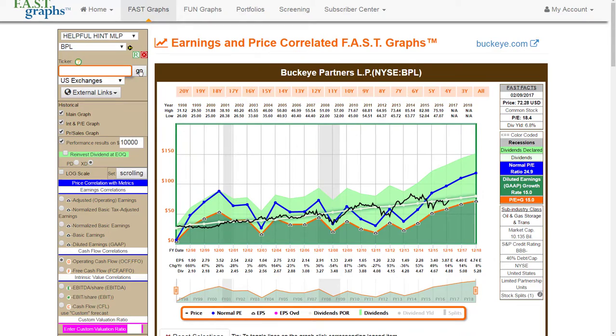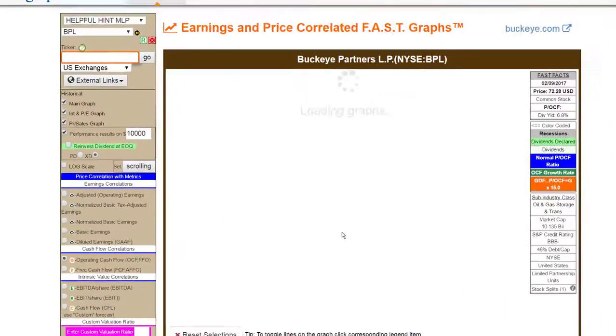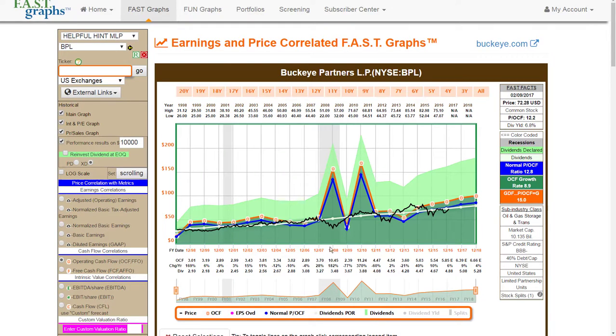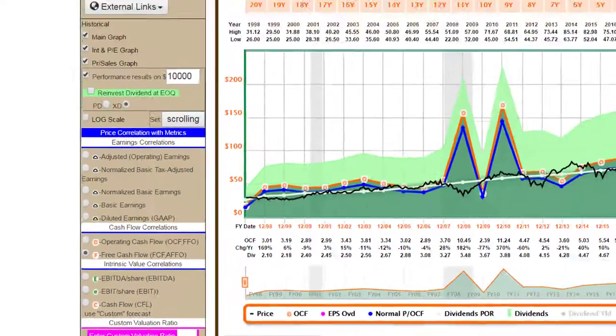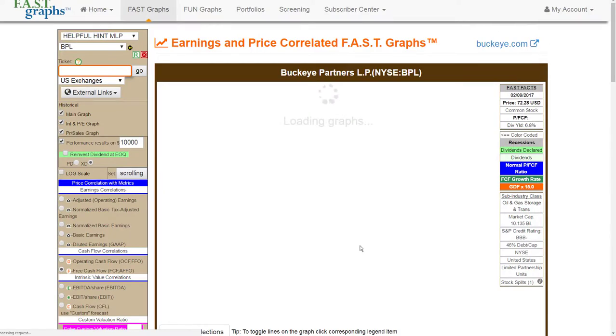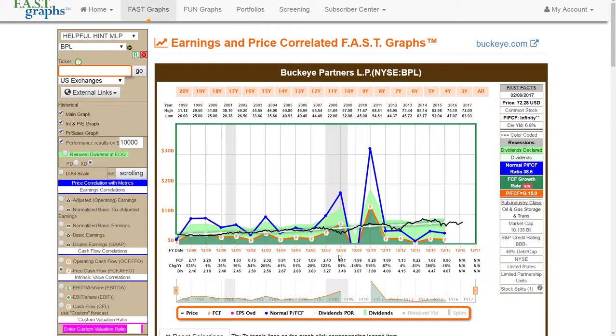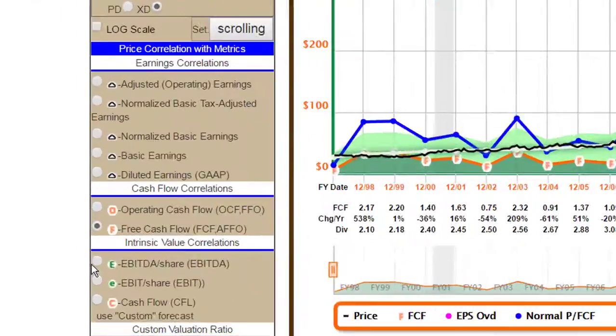But since these are income-oriented investments, I think it also makes sense to look at operating cash flows, because obviously cash flow coverage is what's going to really determine whether or not the dividend can be paid. And then I would also recommend looking at free cash flows, which are available to both basic and premium subscribers. Looking at Buckeye Partners, they do generate free cash flow, which is important, meaning the cash available after operating their business, but they're not necessarily covering their dividend with free cash flow.